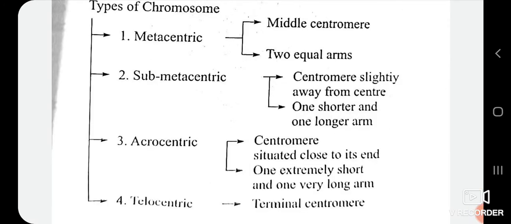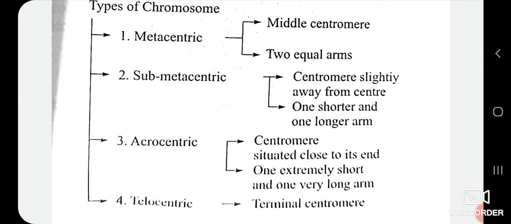Students, again you have to make an important chart, that is types of chromosome. While discussing our MCQ, we have seen that a question may be asked on this type of chromosome and how you have to remember. So you have to make a chart like this. You can take the screenshot of it. There are four types of chromosome: metacentric, submetacentric, acrocentric and telocentric.